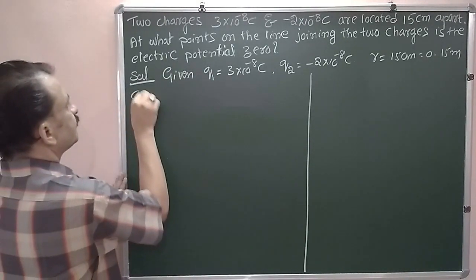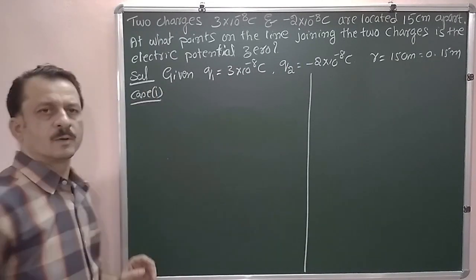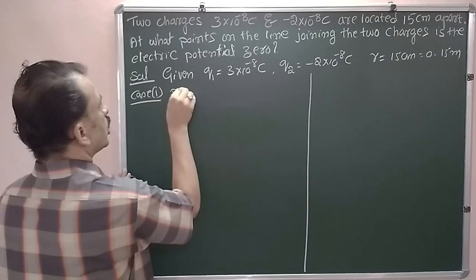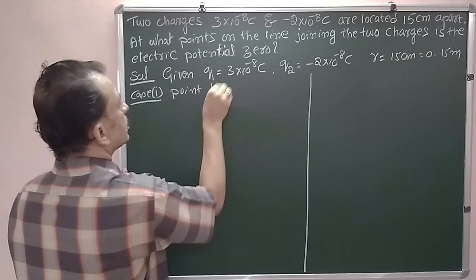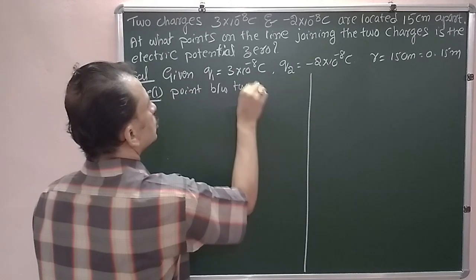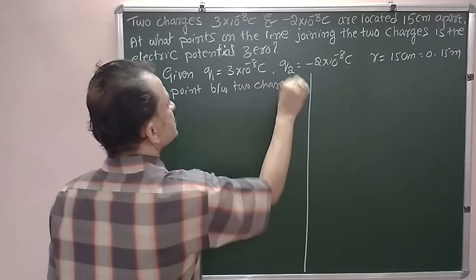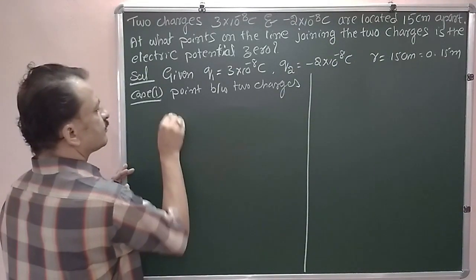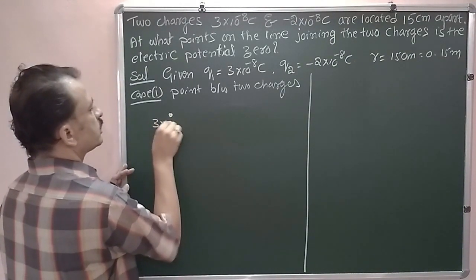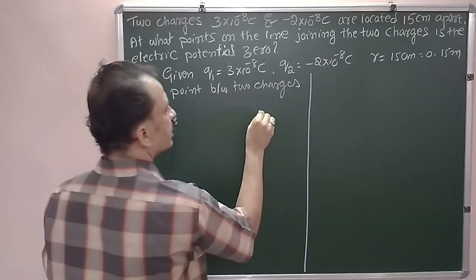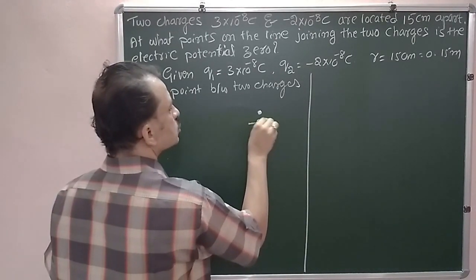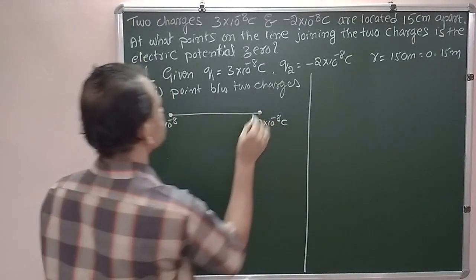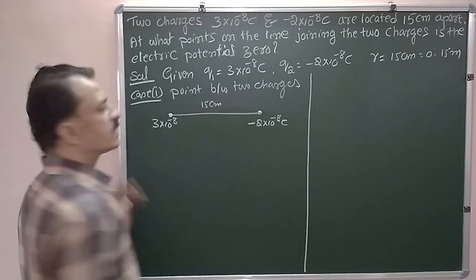Now case 1, the point lying between the two charges. That means we have the positive charge here, that is 3 into 10 to the power of minus 8 coulomb. Here we have a negative charge, minus 2 into 10 to the power of minus 8 coulomb. They are separated by a distance of 15 centimeters.